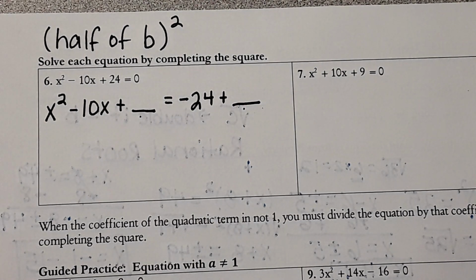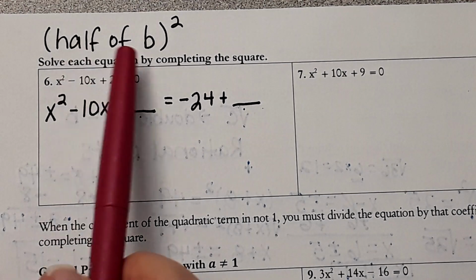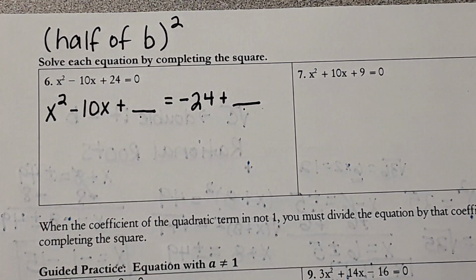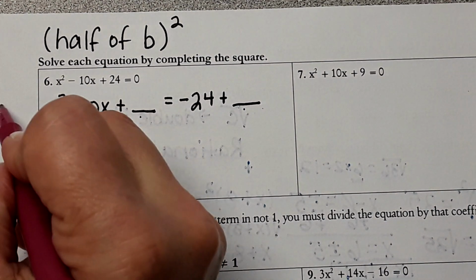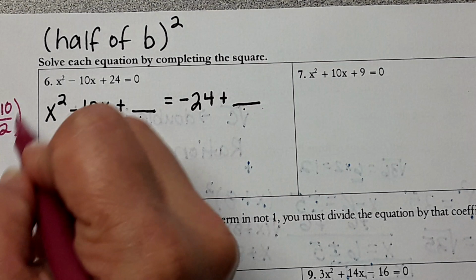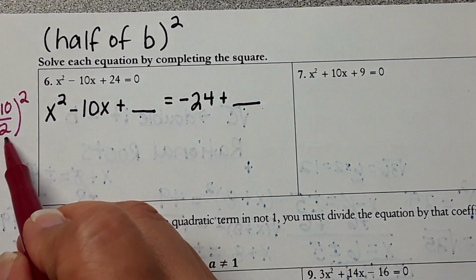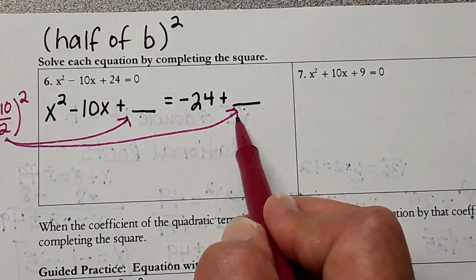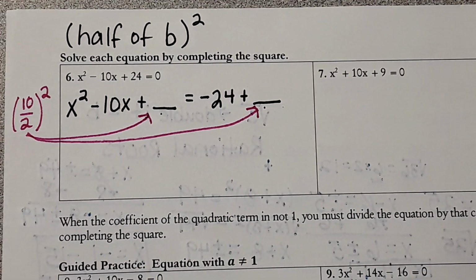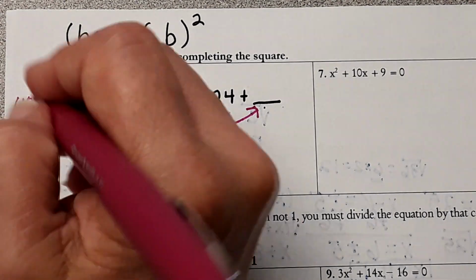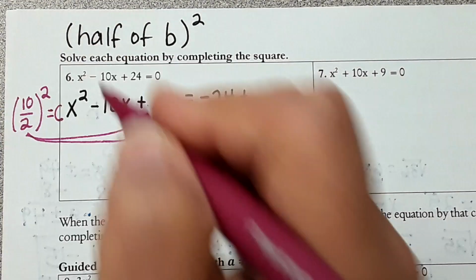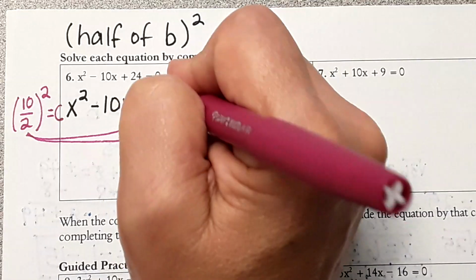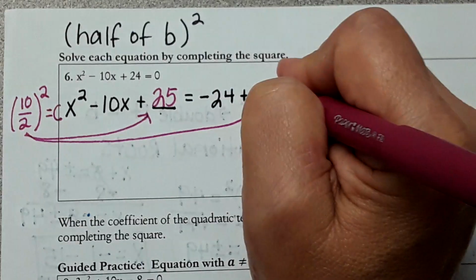How we get that blank is by taking half of B and squaring it. Well, B happens to be 10. So I'm going to take half of 10 and I'm going to square it. And whatever that answer is, I'm going to put here and I'm going to put here. So what is half of 10? 5. And when I square it, what do I get? 25. So I'm going to put 25 here and I'm going to put 25 here.